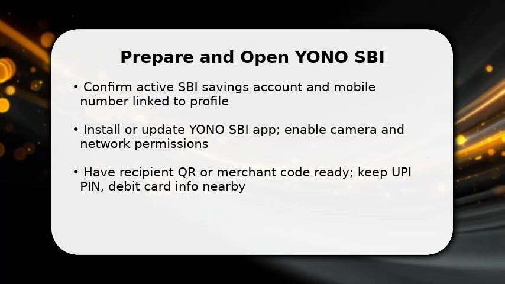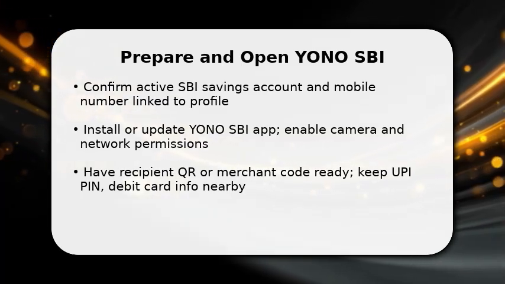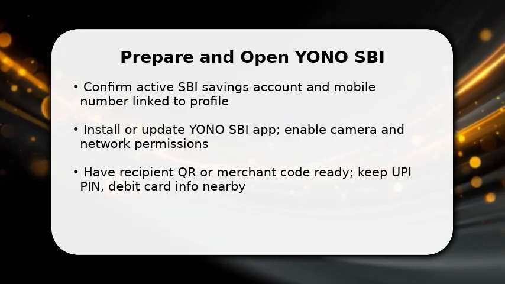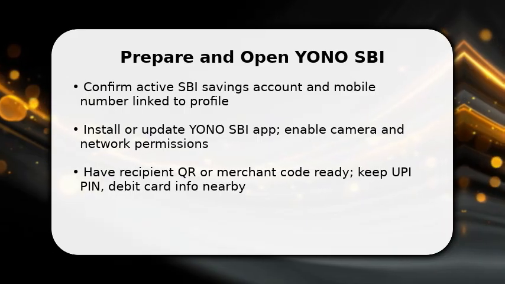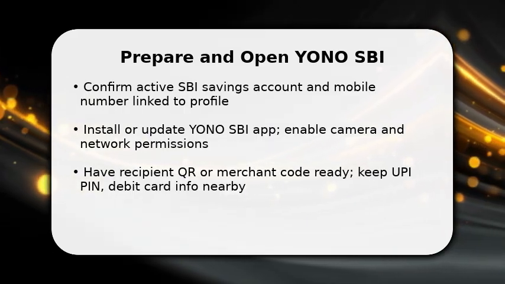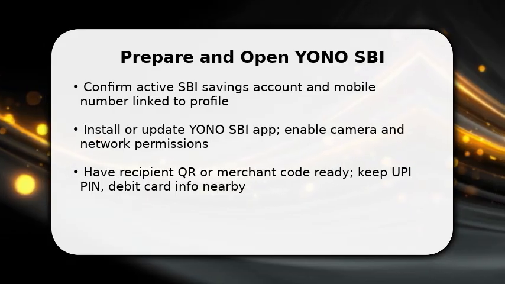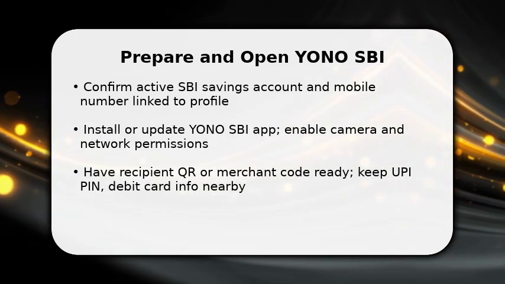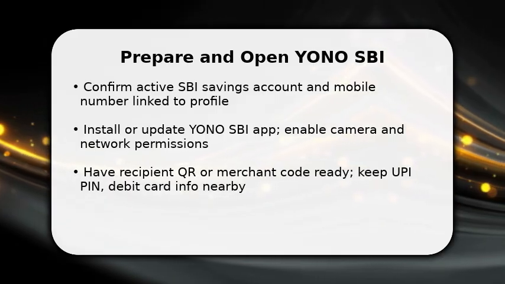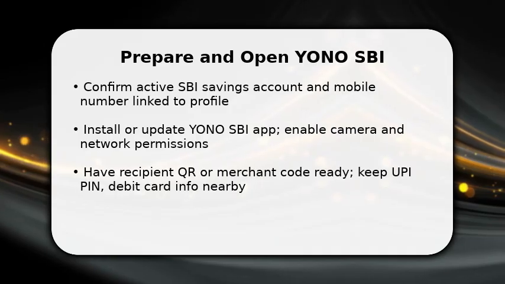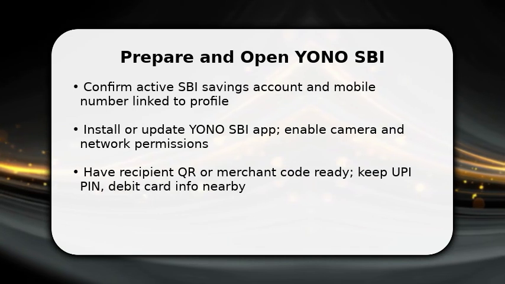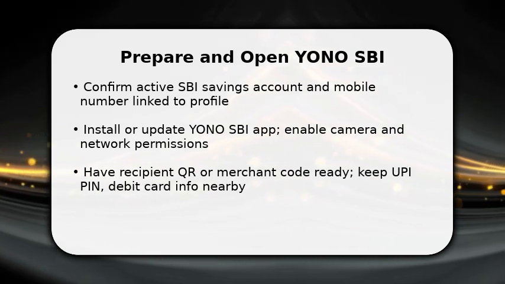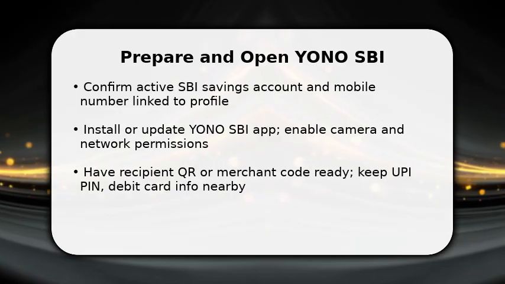Enjoy the video. You start by confirming your SBI account is active and your mobile number is registered, because the app validates identity before payments. Once done, open Yono SBI and grant camera and network permissions so QR scanning works smoothly. You should keep the merchant or recipient QR code visible and your UPI PIN handy. Having your debit card details nearby helps if verification is required. This first step removes delays and ensures the app can process the QR scan without permission or authentication errors.